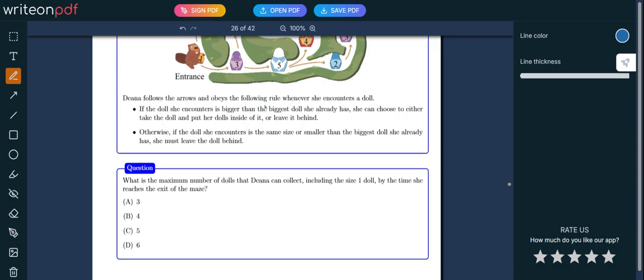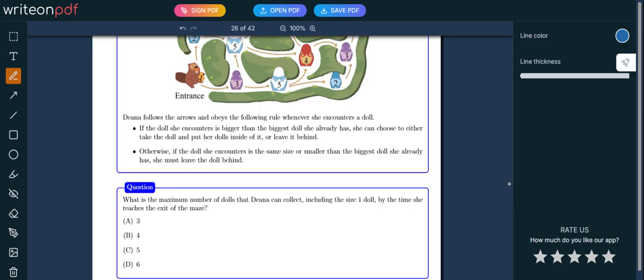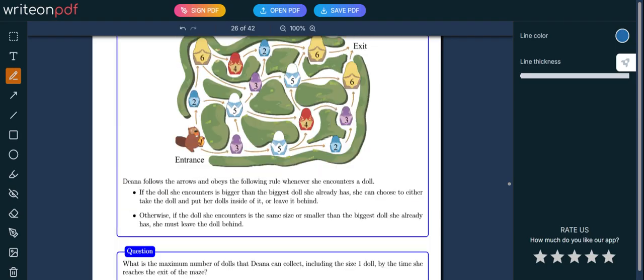Diana follows the arrows and obeys the following rule when she encounters a different doll. If the doll that she encounters is bigger than the biggest doll she already has, she can choose to either take the doll and place her dolls inside of it or leave it behind. Otherwise, if the doll she encounters is the same size or smaller than the biggest doll she already has, she must leave that doll behind. What is the maximum number of dolls that Diana can collect, including the size 1 doll, by the time she reaches the exit of the maze?